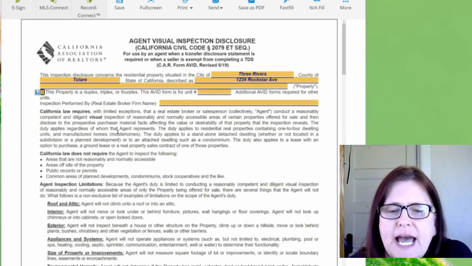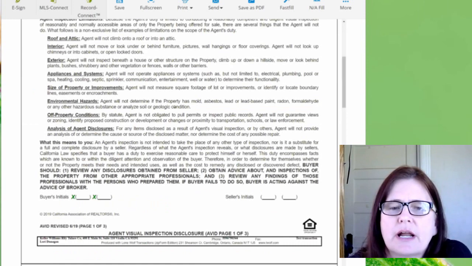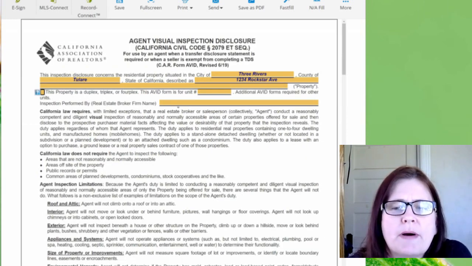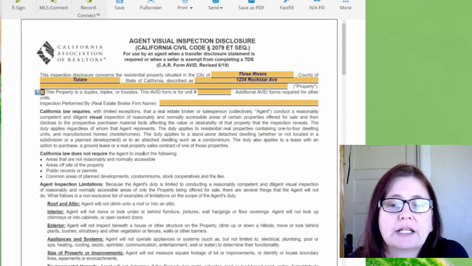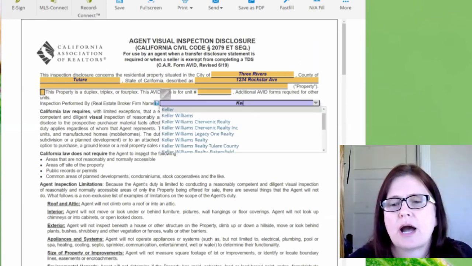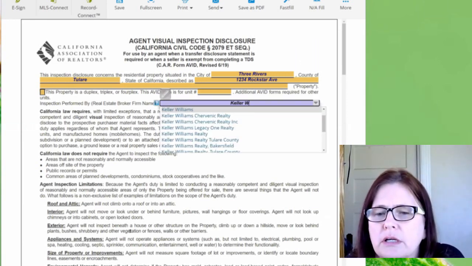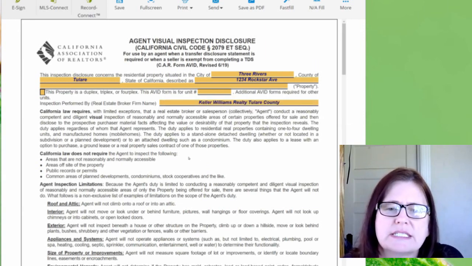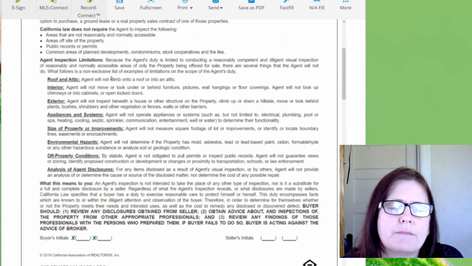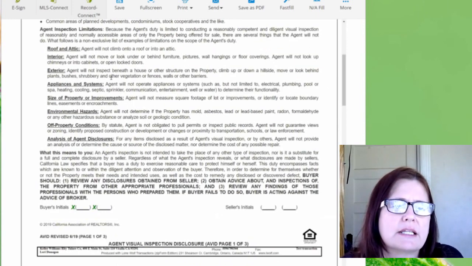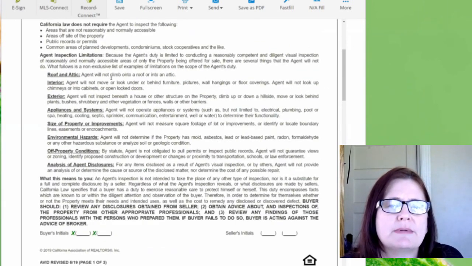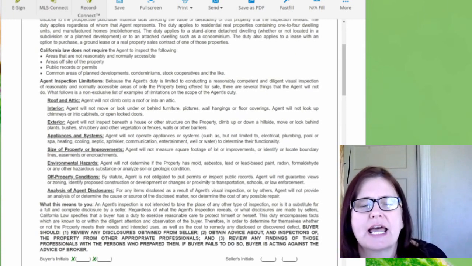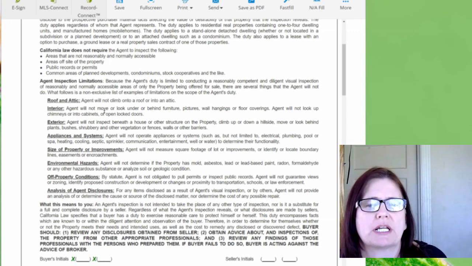One of the things it's going to ask us down there is inspection performed by, and so this is going to be Keller Williams right here, however you write it. And this is basically letting the buyer know that there are certain limitations. So we're not going to be inspecting everything, and it's just a visual inspection.